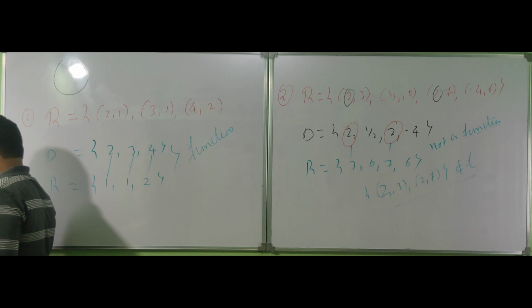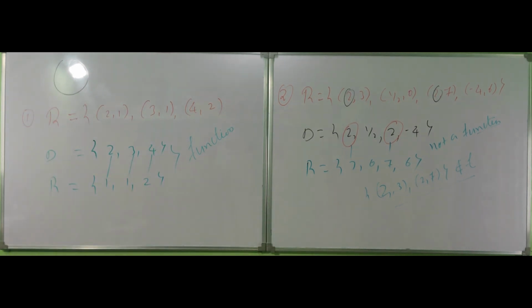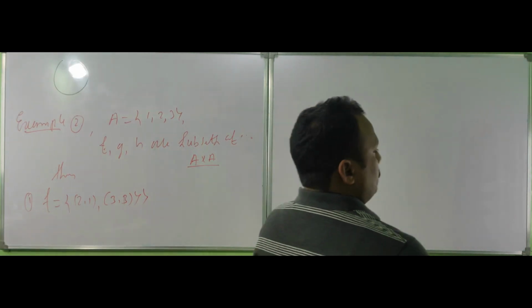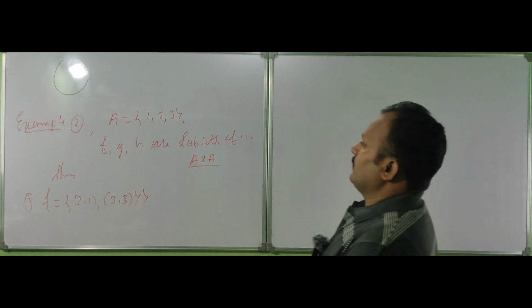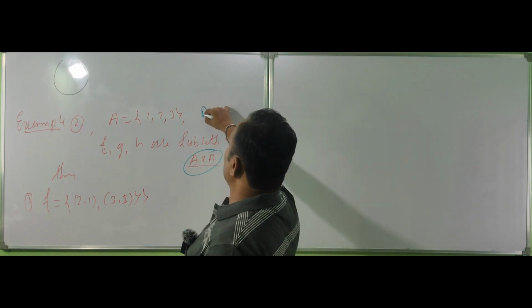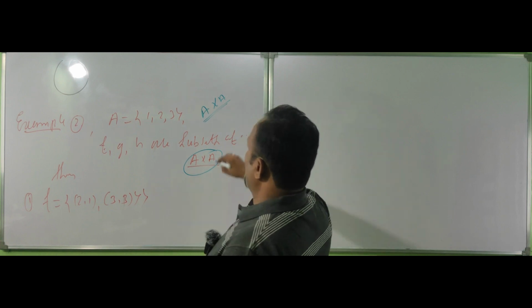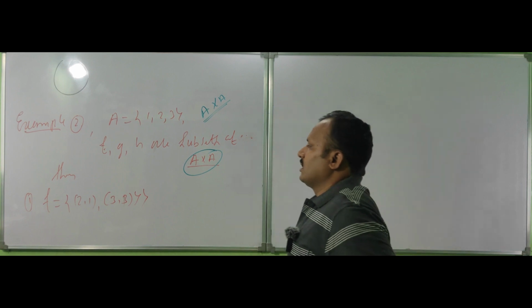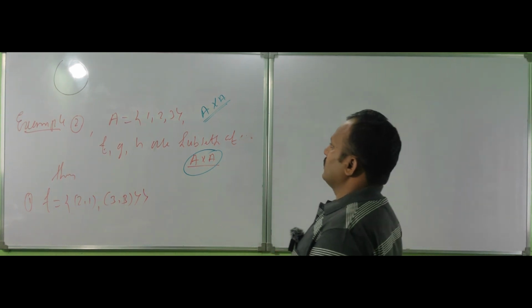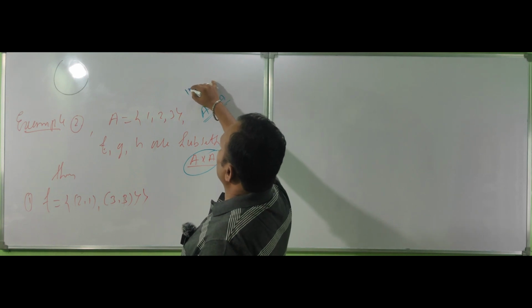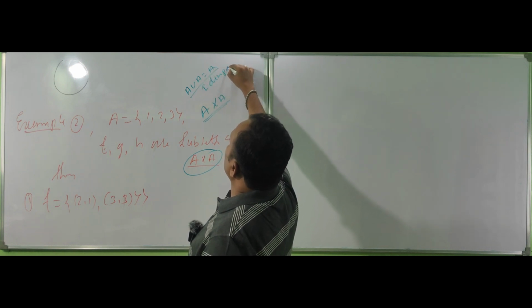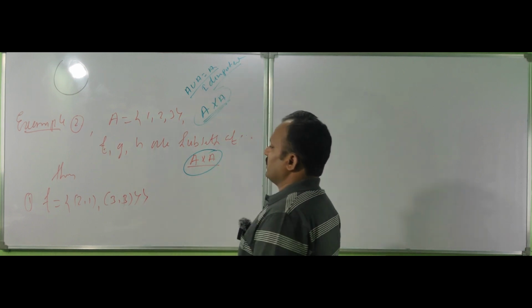Third one. Next question: A is the set {1, 2, 3}, and F, G are the subsets of A cross A. This is called the identity relation, identity function. You can also use the same elements; they are independent. Important: idempotent. Then the relation is called idempotent, and the set is called idempotent: A union A is equal to A. Like that, identity function, identity relation.